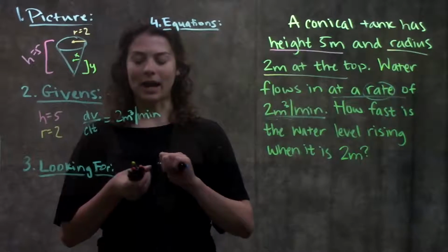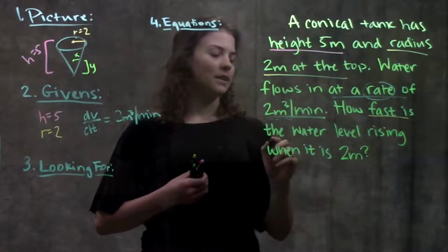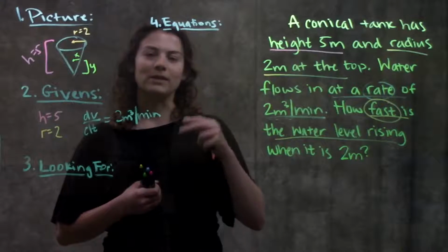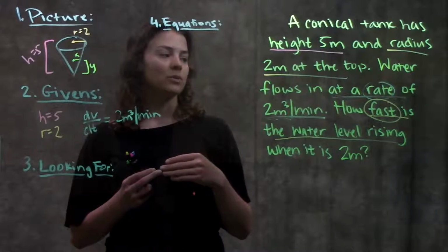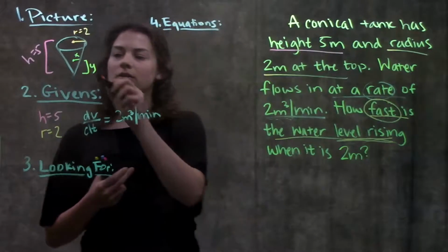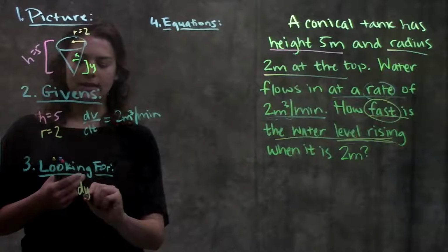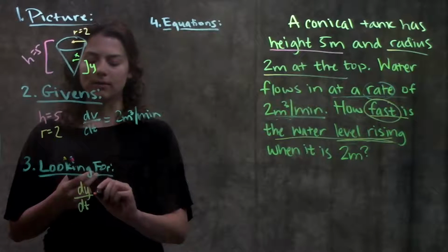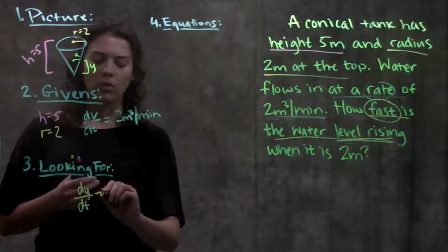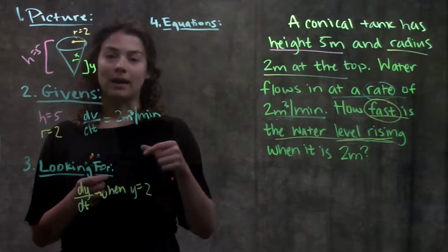Step 3, write down what they're actually looking for. If you go to the last sentence in this question, it's asking how fast is the water level rising when it is at 2 meters. All right, the word fast, that should also make you think of derivative. They're asking for some derivative. What derivative are they asking for? They're asking for the water level rising. So in other words, how fast is this height increasing? How fast is y increasing? So we're going to write that as dy over dt, the change in y with respect to time. That's what they're looking for when it is 2 meters. So when y is equal to 2. So when y equals 2, what's the rate of change at that moment?